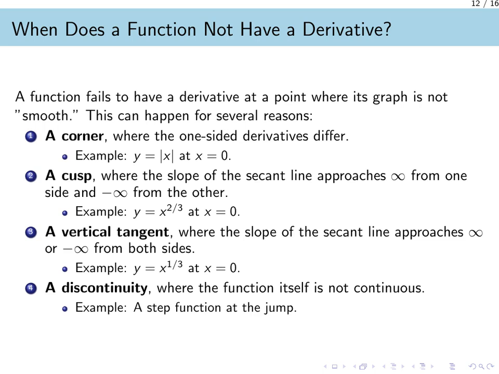For a function to have a derivative at a point, its graph must be smooth and locally linear. I will now explain 4 common ways a function can fail this condition.